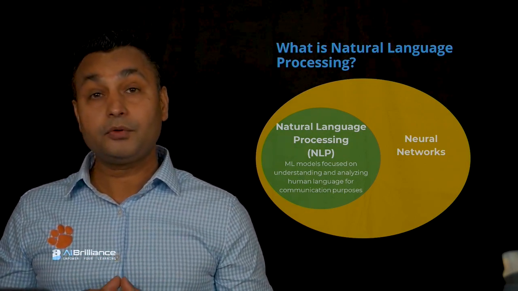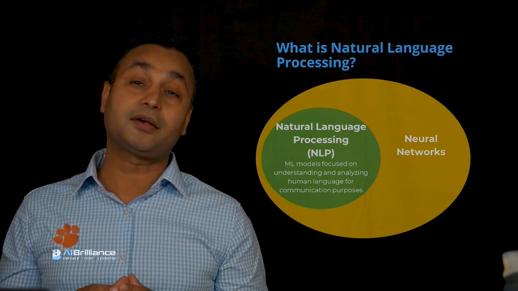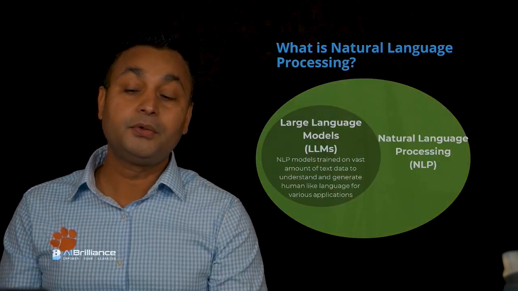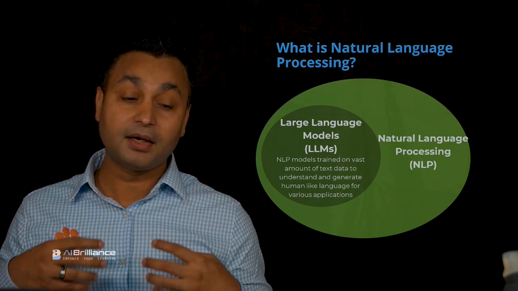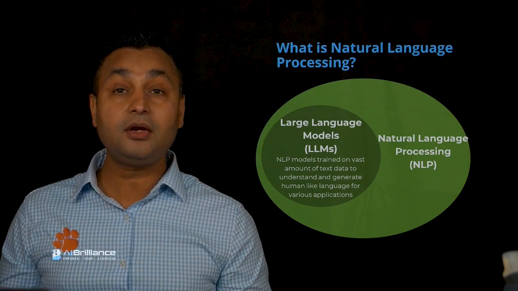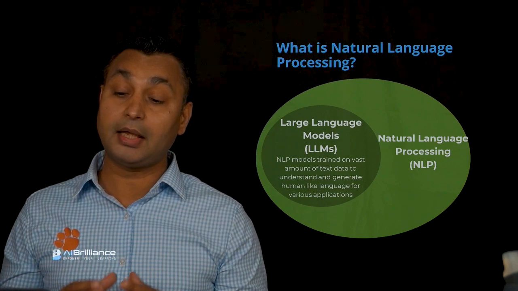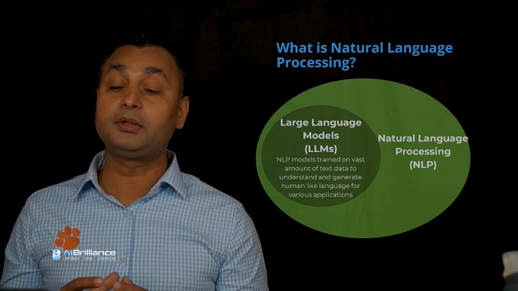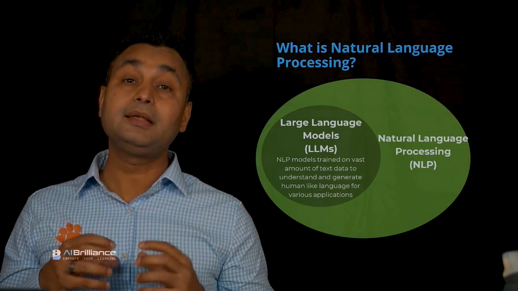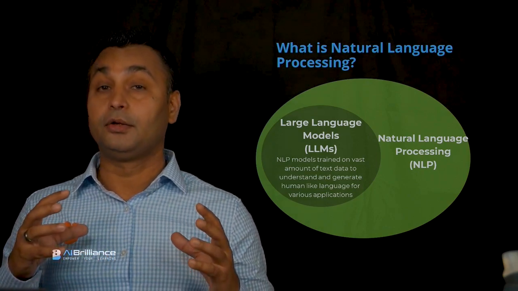Now, natural language processing also could be enabled by various classes of techniques and various subclasses of techniques even in the neural network domain. But what we do is we focus on these specific large language models, which are natural language models trained on vast amounts of text data to understand and generate human-like language for various applications. So you can think about a large language model as a specific area in the domain of natural language processing that is enabled by neural networks.